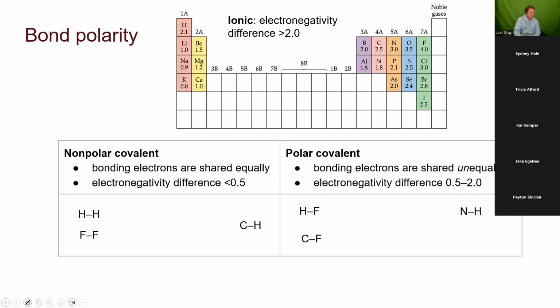Carbon, fluorine. Well, carbon is 2.5 minus 4.0. Absolute value. Well, 2.5 minus 4.0 is negative 1.5, but it's an absolute value, so 1.5. So 1.5 is between 0.5 and 2.0. Therefore, this is a polar covalent bond.